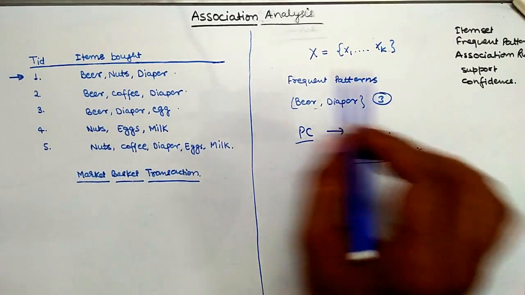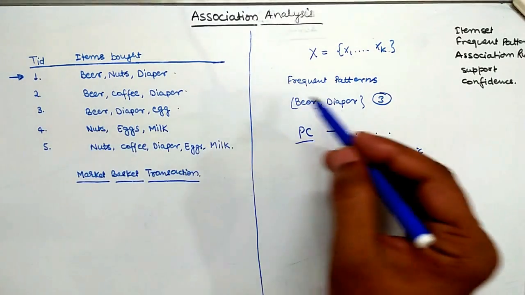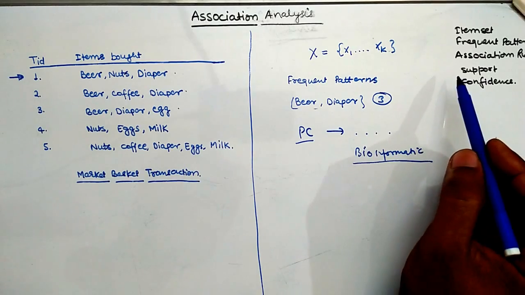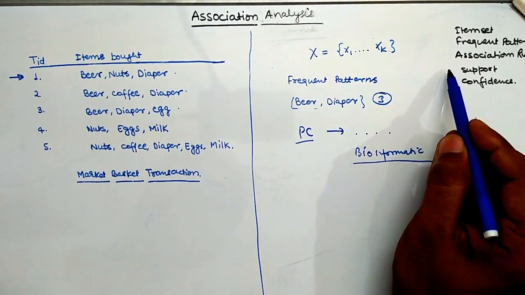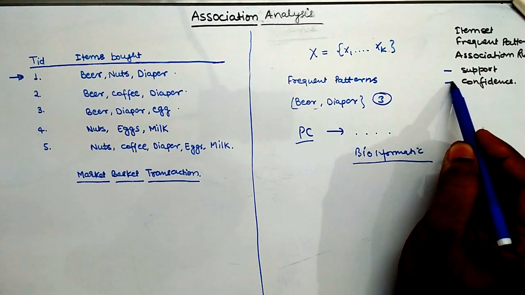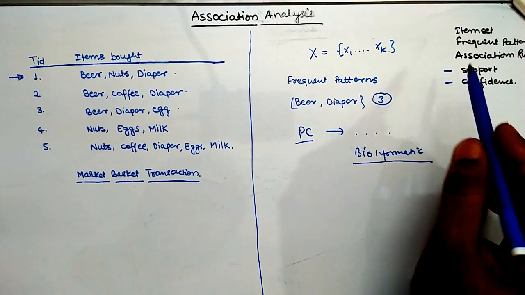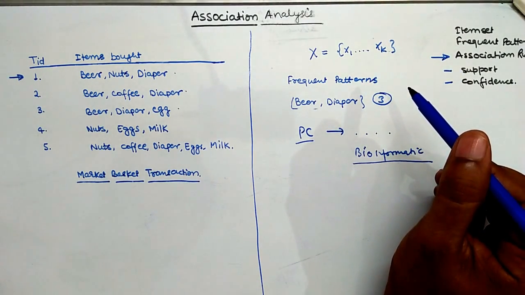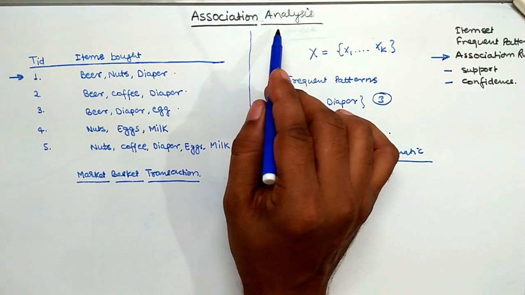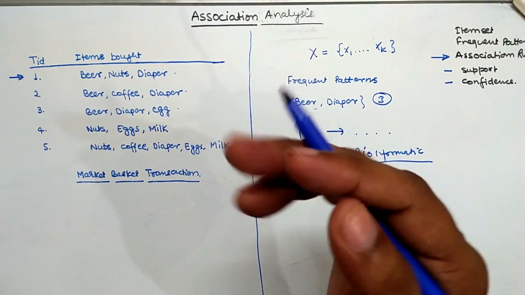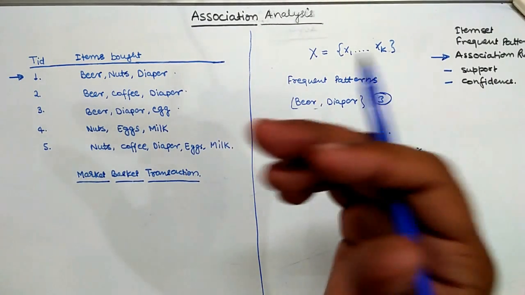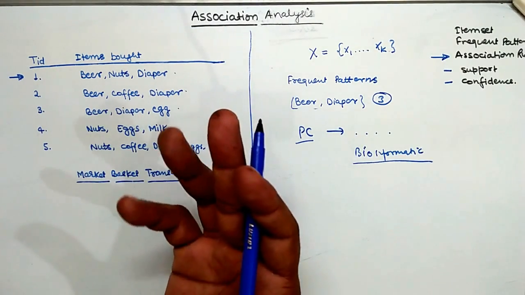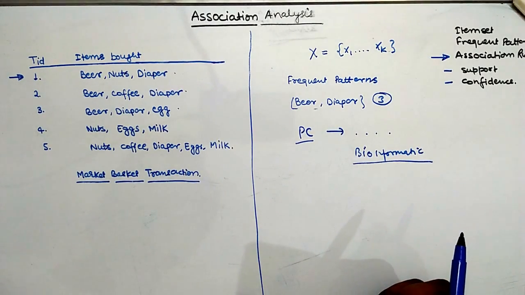We understand what an item set is, what a transaction contains, and what the frequent patterns are. Now there are two more important terms to understand association analysis, called support and confidence. Before support and confidence, let's discuss what an association rule actually is. Association analysis is useful for discovering interesting relationships hidden in a large amount of data. We have to find the relationship between the item sets in the data.